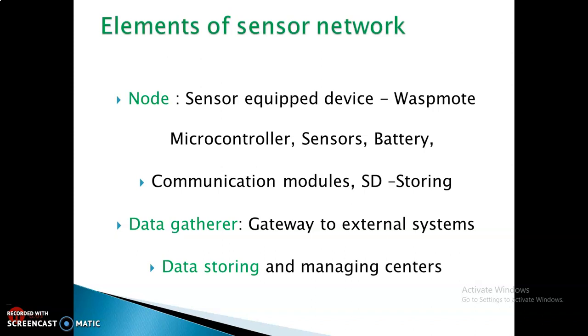Via this particular node it is connected with the data gatherer, which is nothing but a gateway to the external system. Finally that will be stored and managed at the center. So this is how your sensor network is coupled with each other. This is how the sensor network is working.